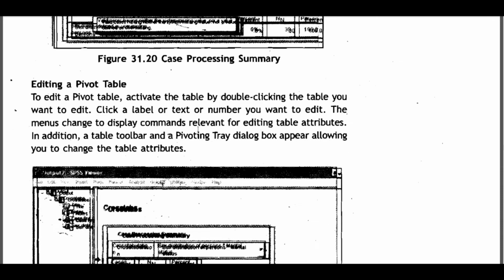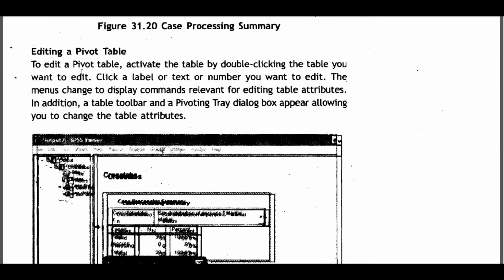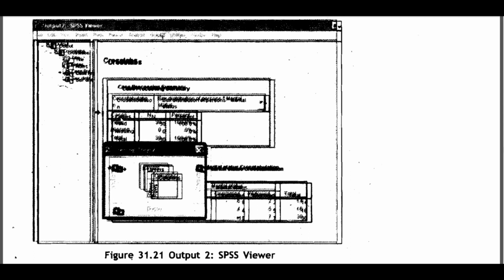Figure 31.2, case processing summary. Editing a pivot table. To edit a pivot table, activate the table by double clicking the table you want to edit. Click a label, text, or number you want to edit. The menus change to display commands relevant for editing table attributes. In addition, a table toolbar and pivoting tray dialog box appear, allowing you to change the table attributes.